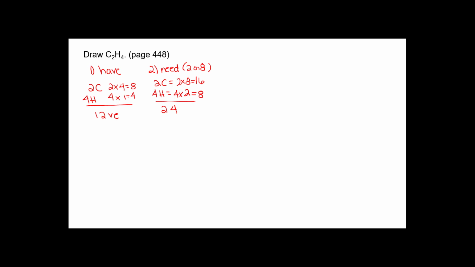So this is 24 valence electrons. Again, we're going to be short here because these numbers are not matching. Number 3, 24 minus 12 is 12 valence electrons. So this is what we have to work with. So number 4, divide by 2. Let's do bond. And this is going to give me 6 bonds.